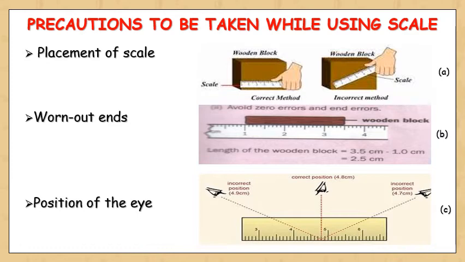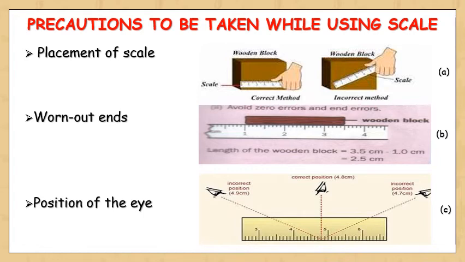So if the corners or the zero mark is broken, in that case we should measure the length of the object starting from any other mark of the scale, and then we subtract the reading of this mark from the reading of the other end.